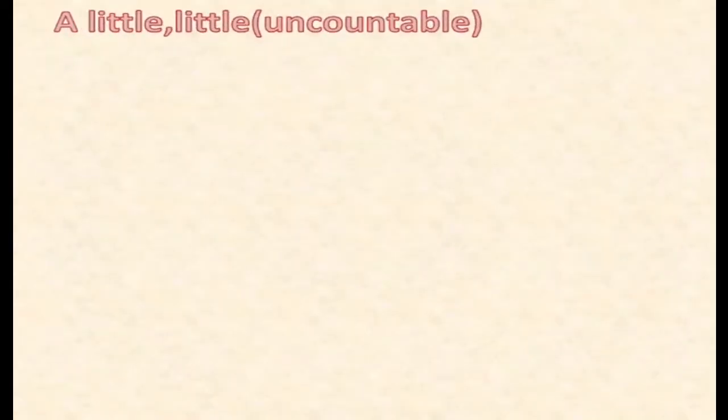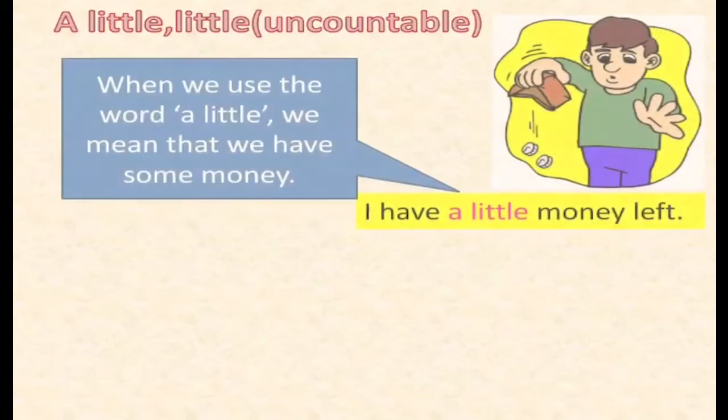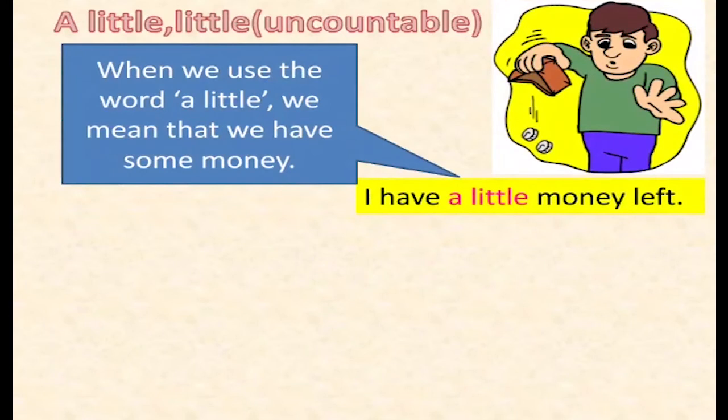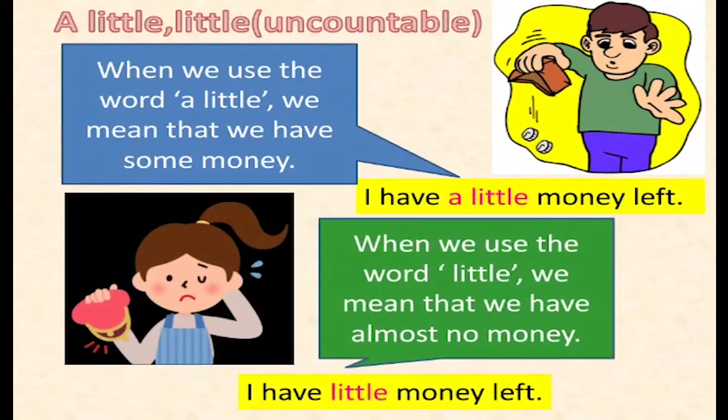Okay. Similarly, like we have used a few and few, a little and little are used with uncountables. Few and a few are used with countables, and a little and little are used with uncountables. When we use the word a little, we mean that we have some money. For example, I have a little money left. The picture shows you that some money is left in the purse. When we use the word little, we mean that we have almost no money. You can see that there is no money in the purse. I have little money left means almost no money.